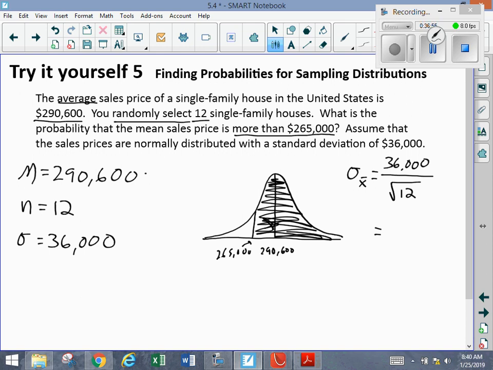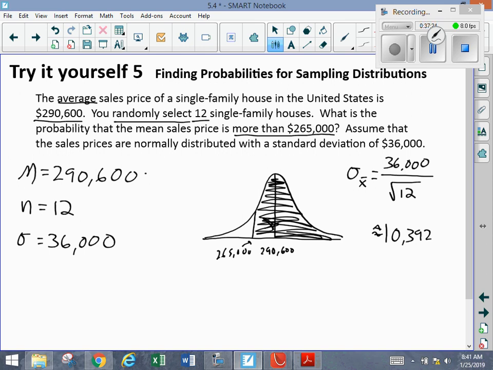Whoa, 36,000 divided by root 12, around 10,392. I'm going to go ahead and just leave it. There's some decimals, but we're talking about the tens of thousands and hundreds of thousands. I think that's sufficient. All right, cool.